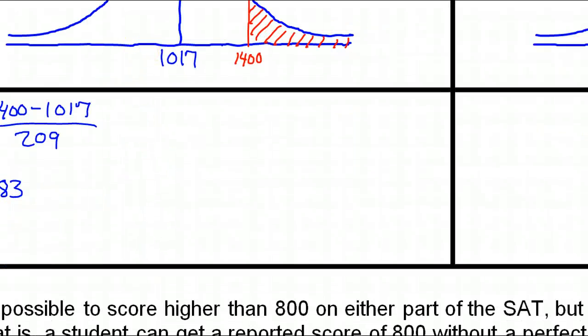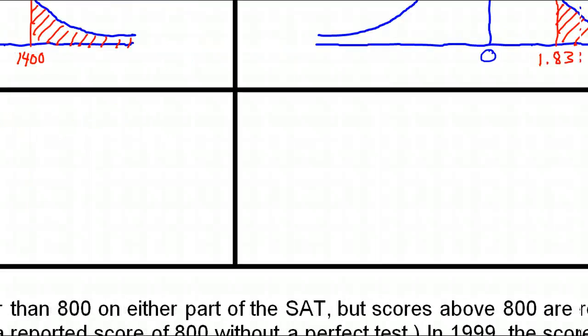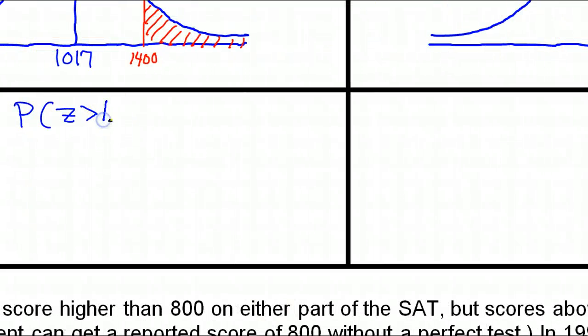But don't forget that what we want, and let's show our symbols, we want the proportion of z values that are greater than 1.83. Okay, that's what we want. Now, the chart gives us the proportion of z values that are less than 1.83. That's all the chart does is less than. But that's not what we want. So anyway, let's check it out.